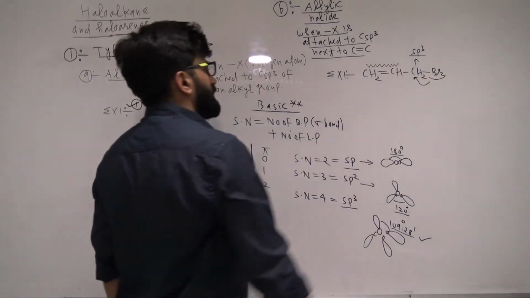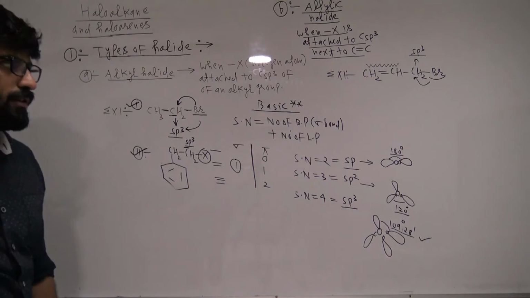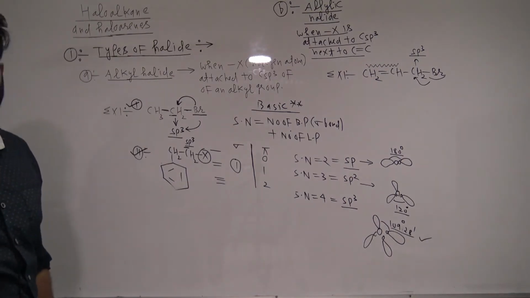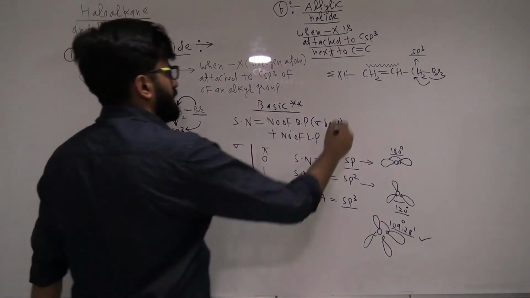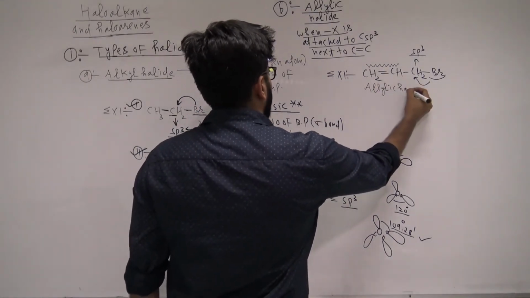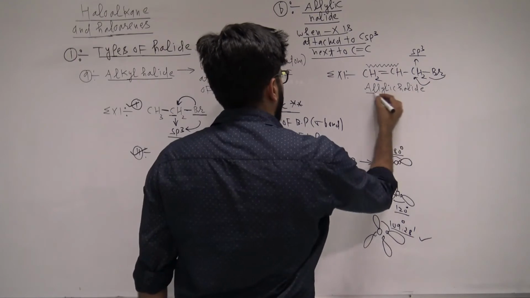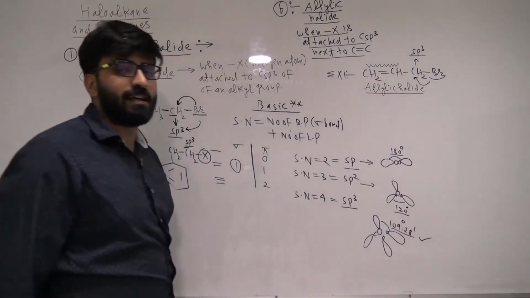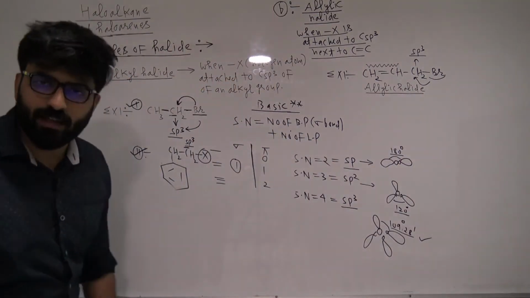So right now, as you can see, the halogen is attached next to a C double bond C carbon. So this kind of halide is called, guys, allylic halide. And you know what? We can name it also. Its common name is also famous. That is allylic bromide. Agree?